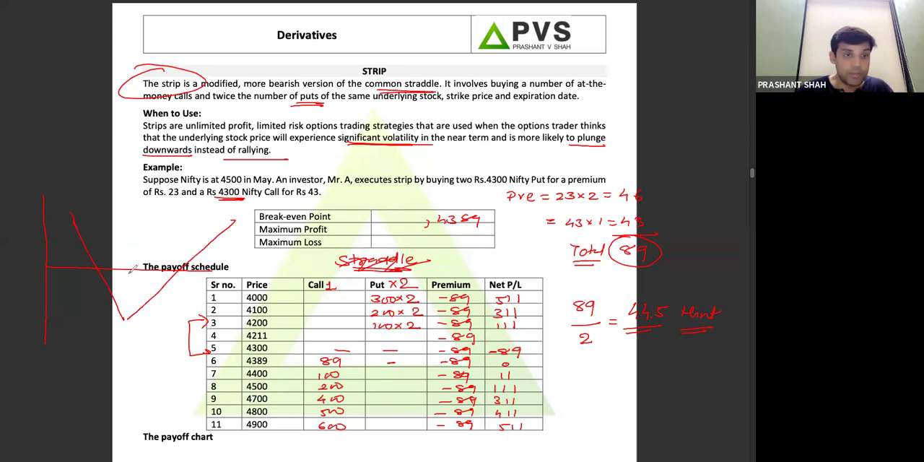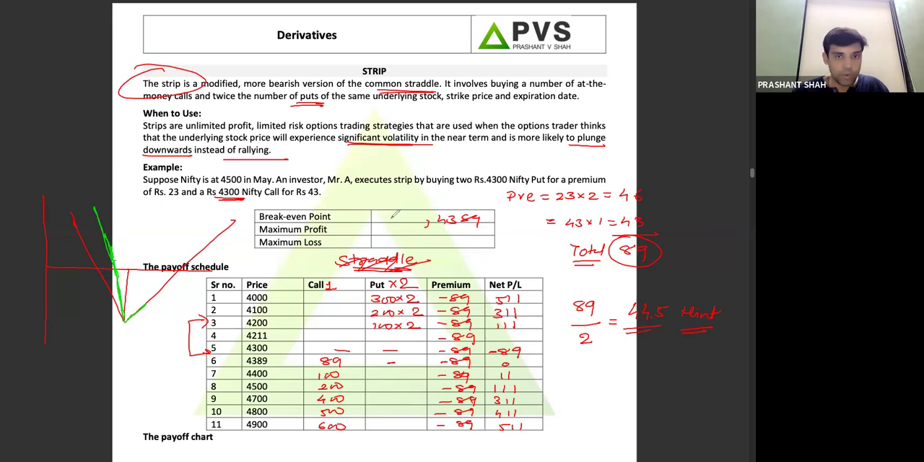But if I'm going ahead with which one? Strip. And that too, I've got two puts. I'm more bearish. Then on the lower side, it would be much steeper, right? So this is how it would look like. This is the strip.